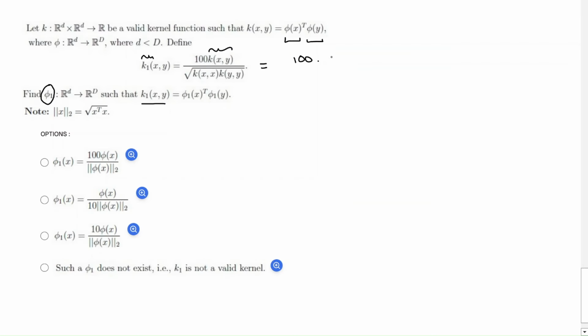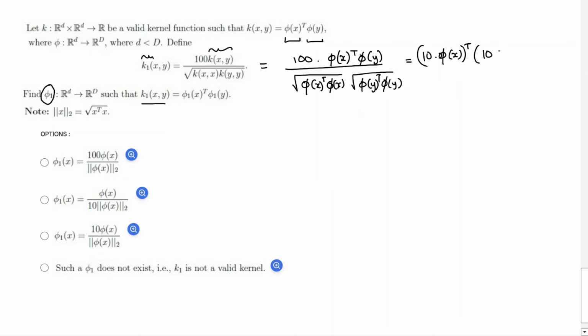So instead of Kxy, let me write phi x transpose phi y divided by under root of Kxx, which is again under root of phi x transpose phi x, and under root of Kyy would be under root of phi y transpose phi y. Now this can be written as 10 times phi x whole transpose 10 times phi y, divided by the norm of phi x and the norm of phi y.